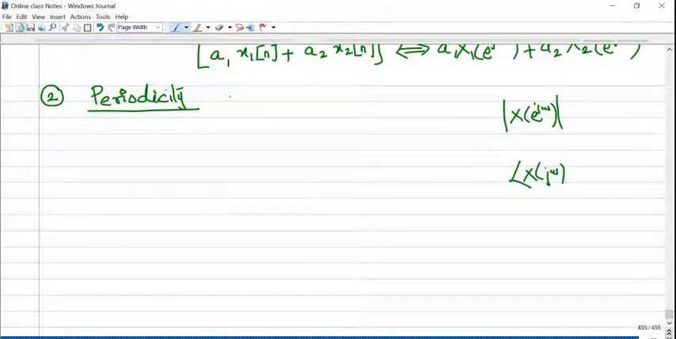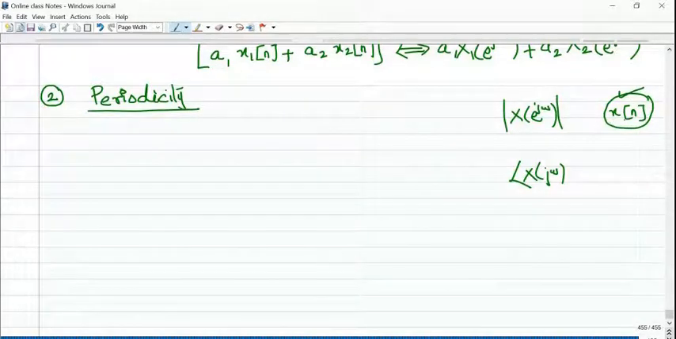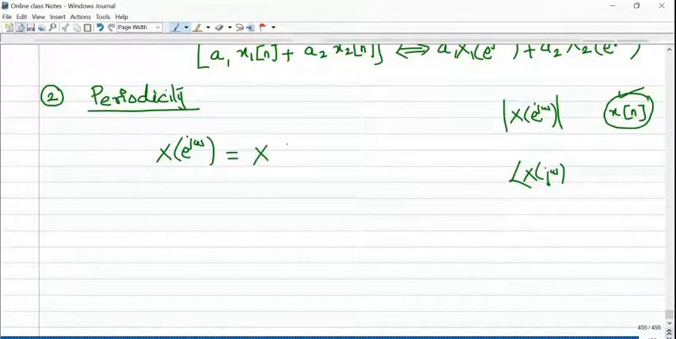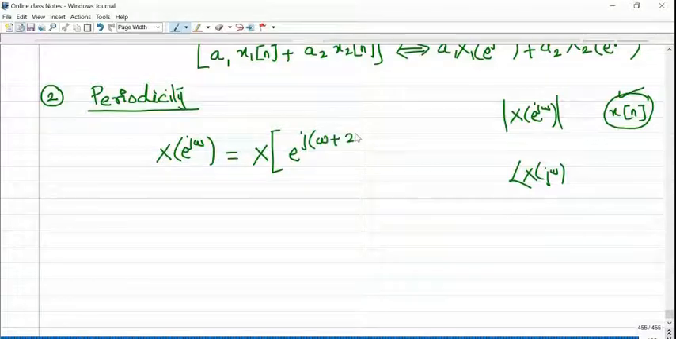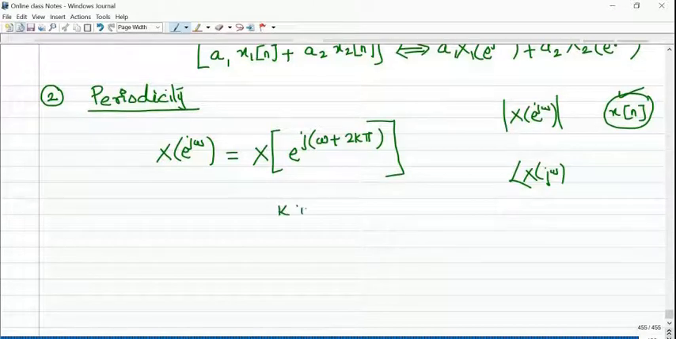So the periodicity property regarding the magnitude spectrum. x of n may be anything. x of n may be an aperiodic signal. But if you find the DTFT of the particular signal and try to plot the spectrum, it is periodic with every 2 pi. So I'll write down the statement. The DTFT of any signal is periodic with a periodicity of 2 pi. X of e power j (omega plus 2k pi). Okay, k is an integer.